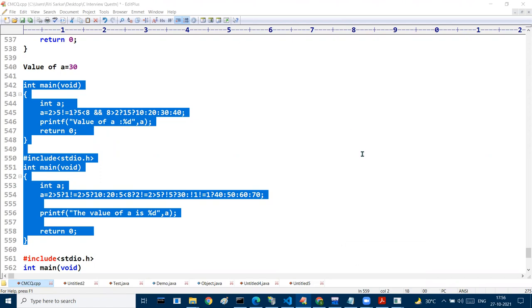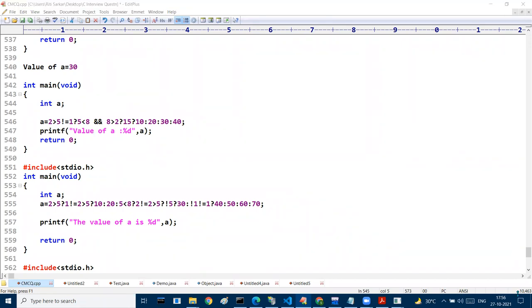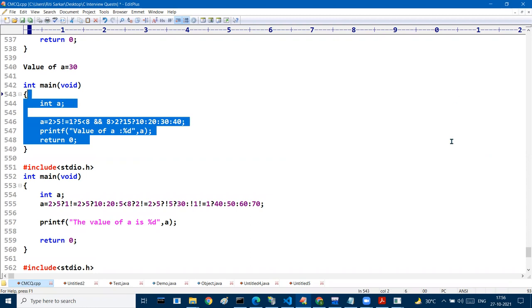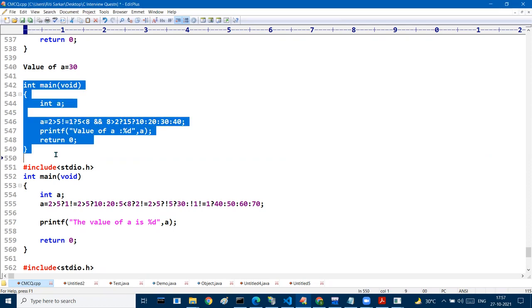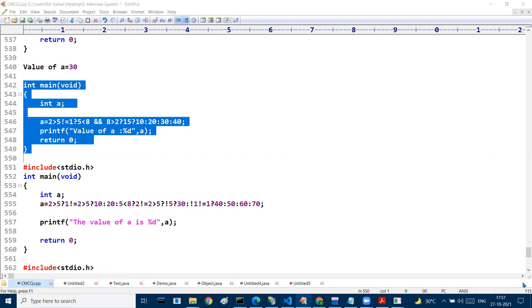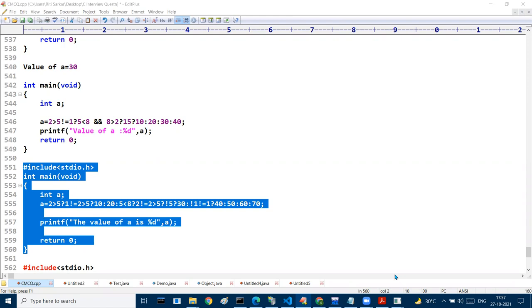Check it out. Did you receive this or not? One minute. Let me do it one by one. This is the first one, and this is the second one. Now you received both the examples, right?